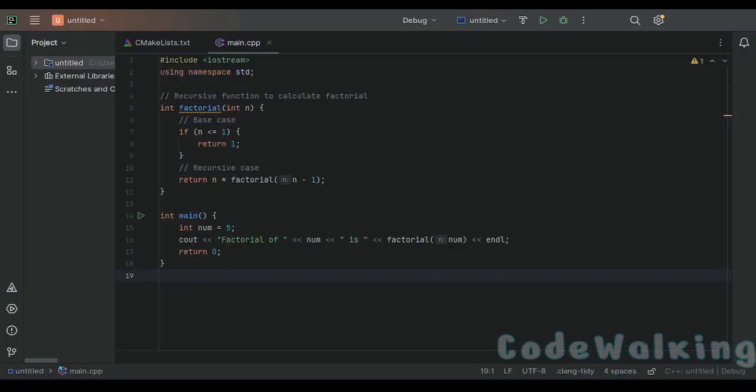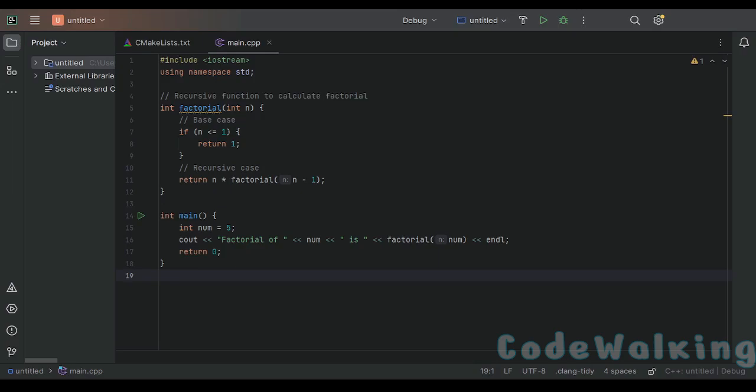Hello everyone, and today in our lecture we will learn about recursive functions. Recursive functions help us break down complex problems into simpler and more manageable parts. What is recursion? Recursion occurs when a function calls itself to solve a problem.